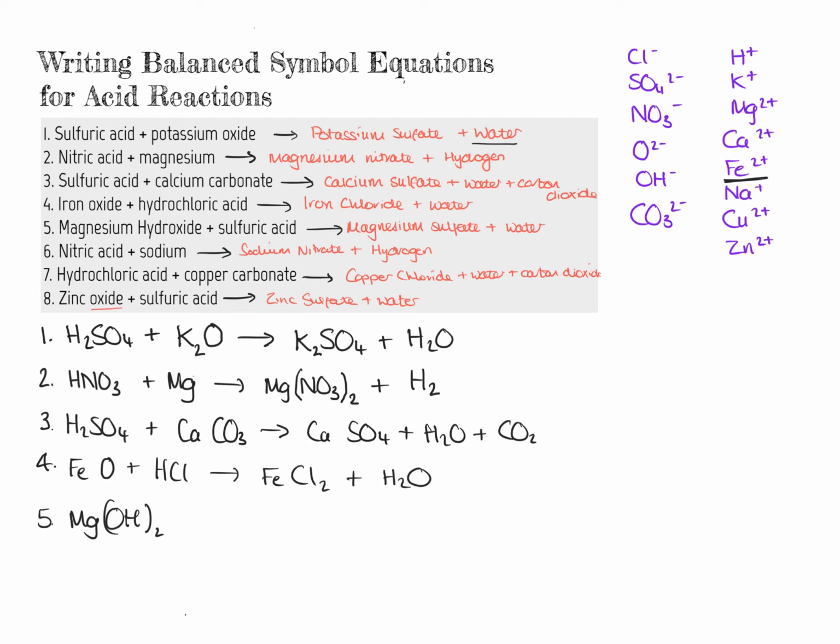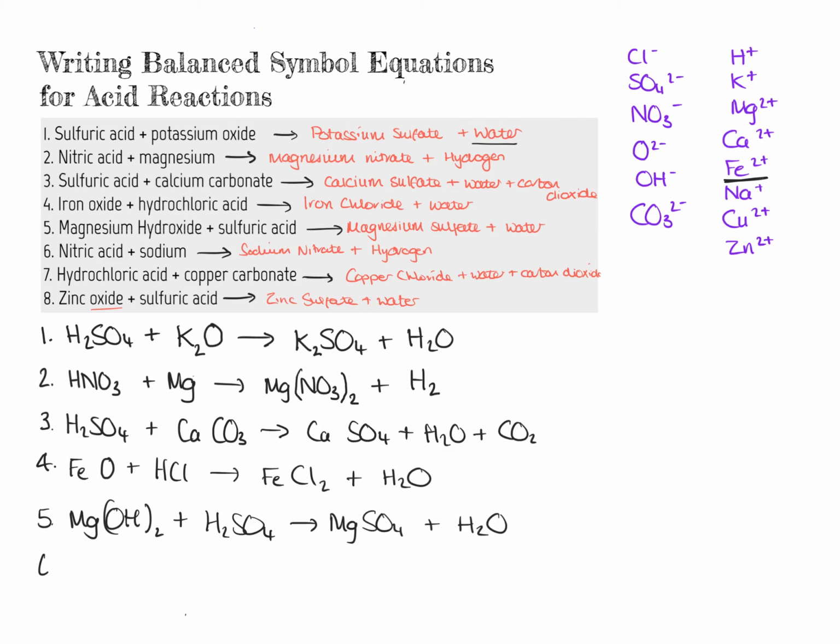And what are we reacting it with? Magnesium hydroxide plus sulfuric acid, which is H2SO4, makes magnesium sulfate. So we'll do some working out again. So we've got magnesium, which is a 2+ ion, and sulfate, which is a 2- ion. So both of these charges balance each other out, so we don't need to do any changes to the formula. So we can get rid of those. Magnesium sulfate is MgSO4 plus water, H2O.